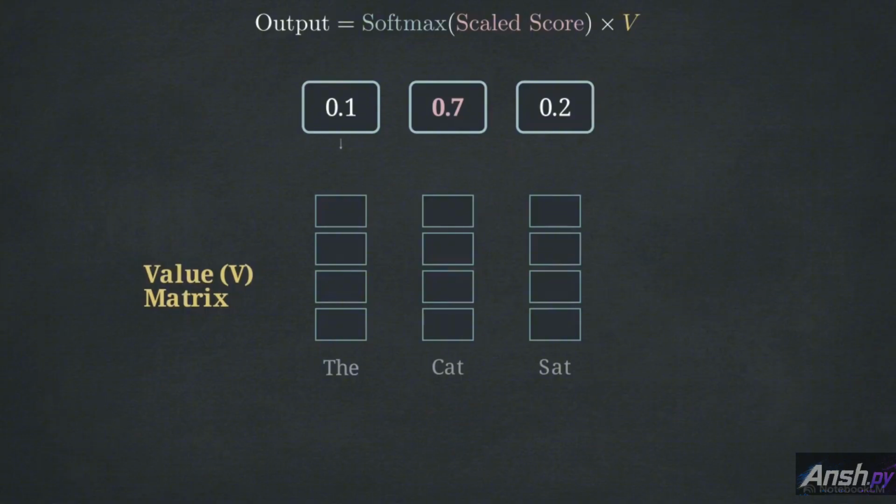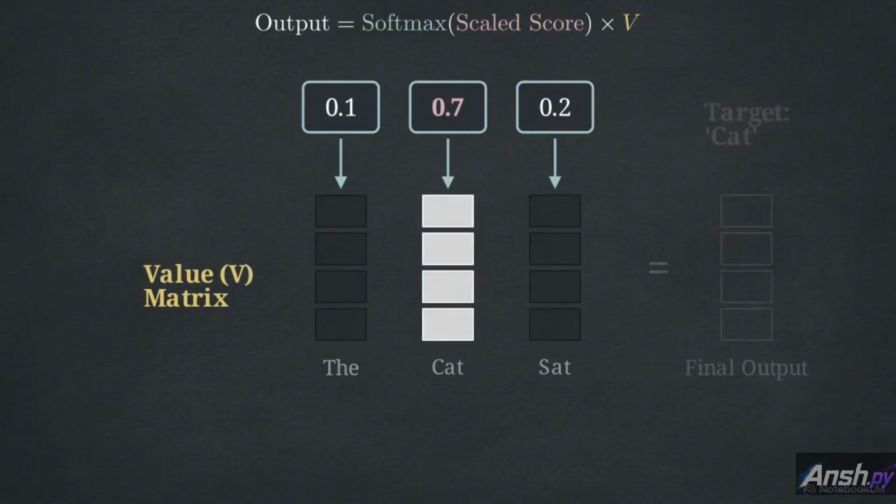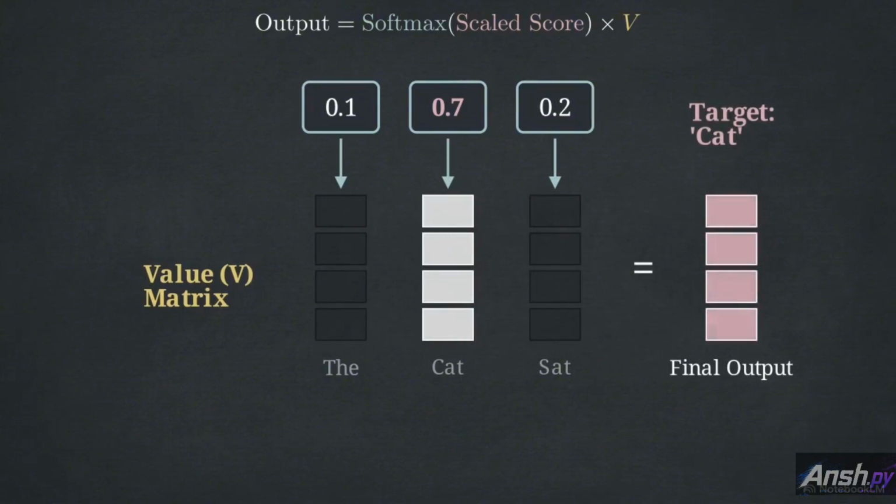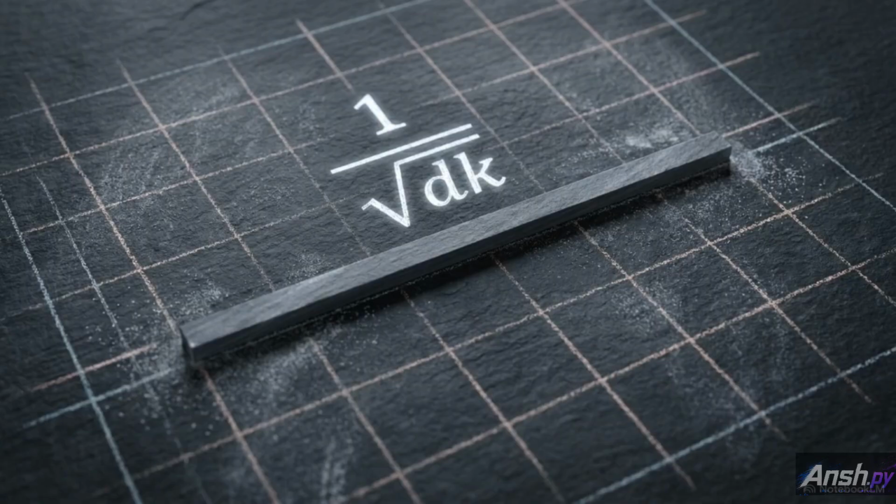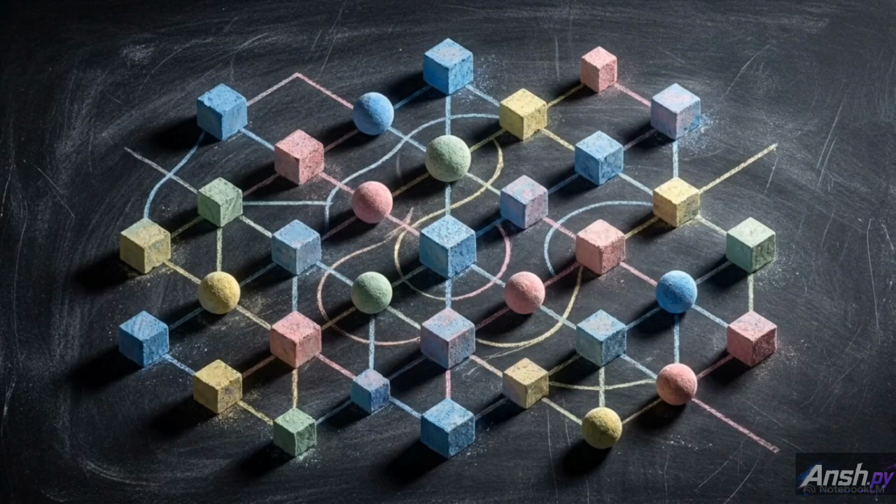We then multiply these weights by our value matrix, dictating exactly how much focus the target word should pull from its neighbors. The scaling factor is not a random, arbitrary division. It is the exact mathematical safeguard preventing the network's learning gradients from dying out as the dimensions scale up.